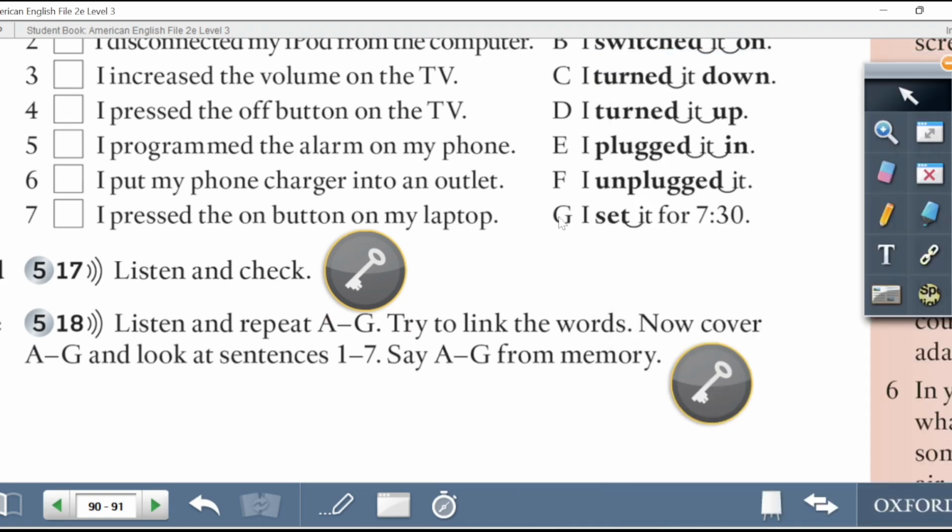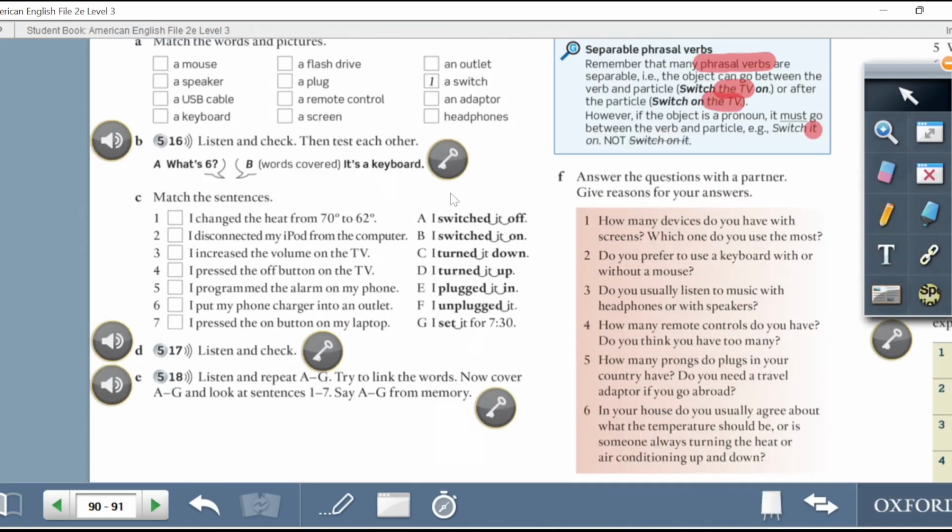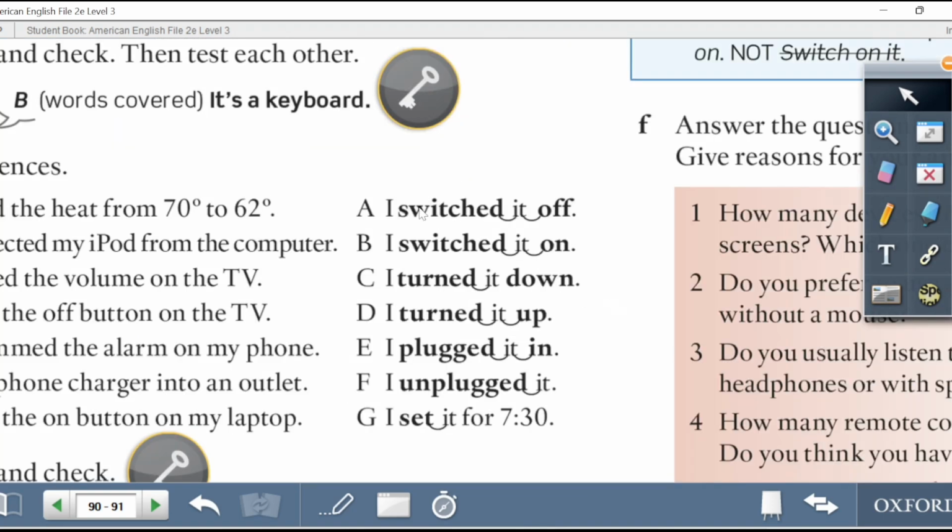بریم سراغ این قسمت. حالا یه دور دیگه اینا رو با هم بخونیم. I switch it off. I switch it on. I turn it down. I turn it up. I plugged it in. I unplugged it. و I set it for 7:30.